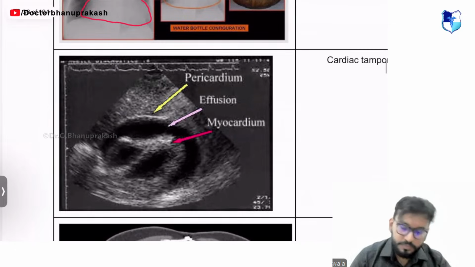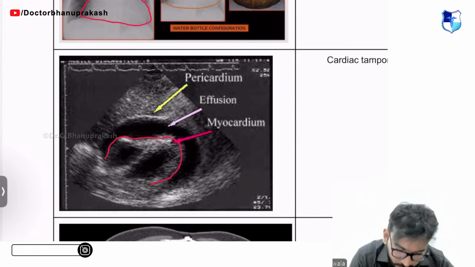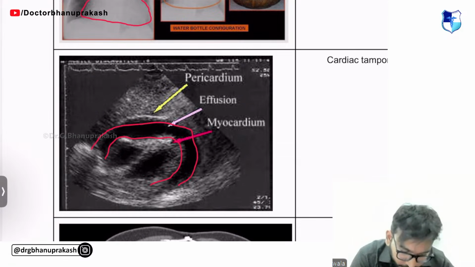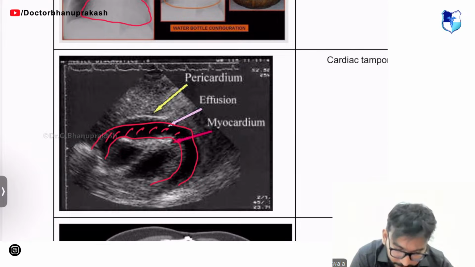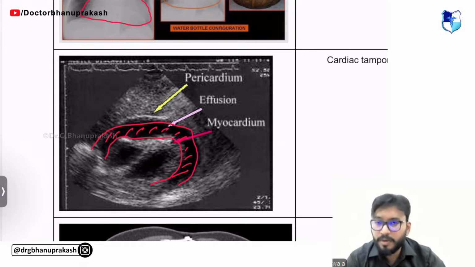This is an echo, a 2D echo in which you can see the heart. You can see the pericardium, and you can see the fluid between the heart and the pericardium. If pericardial effusion compresses on your heart, on your RV, it causes hemodynamic compromise. That is nothing but cardiac tamponade.